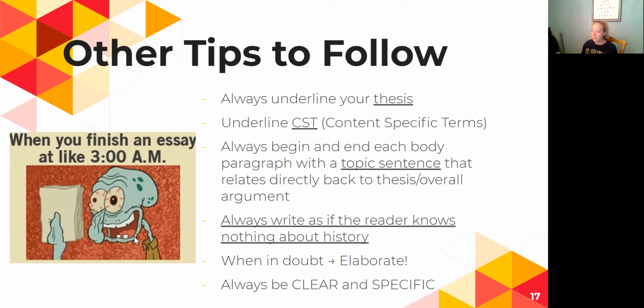And then my last thing is always write as if the reader knows nothing about history. Again, if I'm giving this paper to your parents who have not had a history class since the 80s, are you explaining yourself fully to where they would understand? That means defining any vocab terms that you throw in there, making sure that you're being as clear and specific, not vague, as possible.